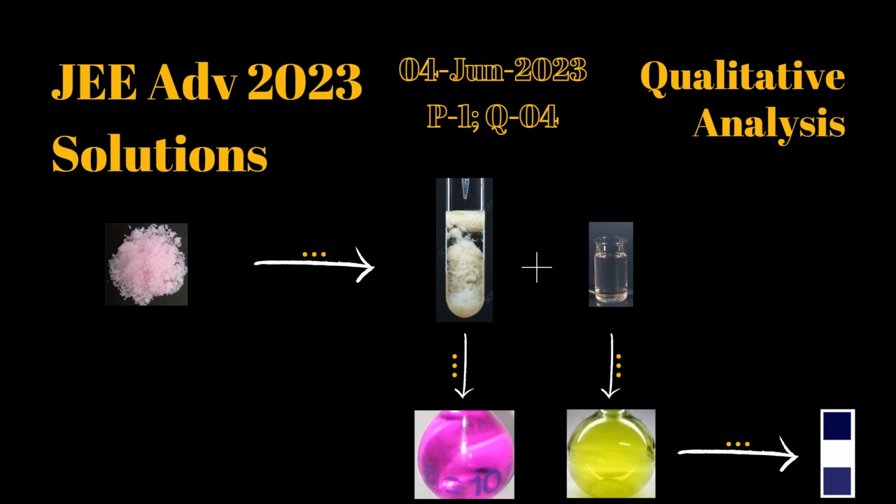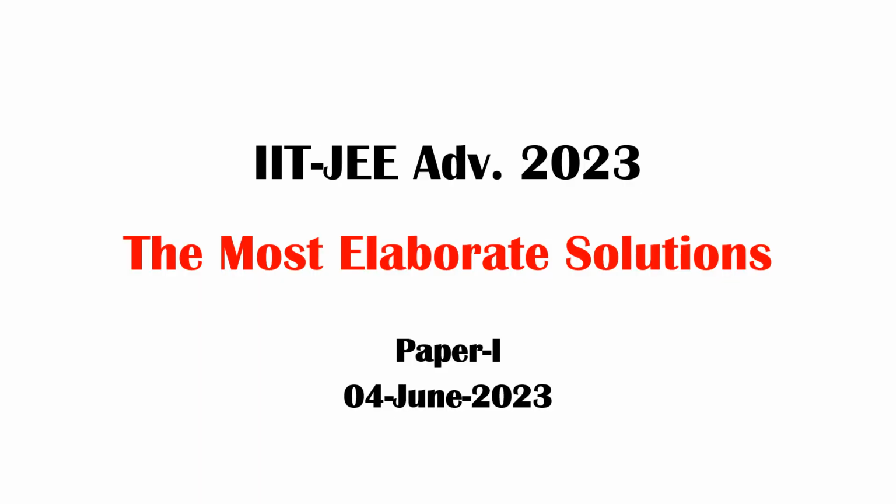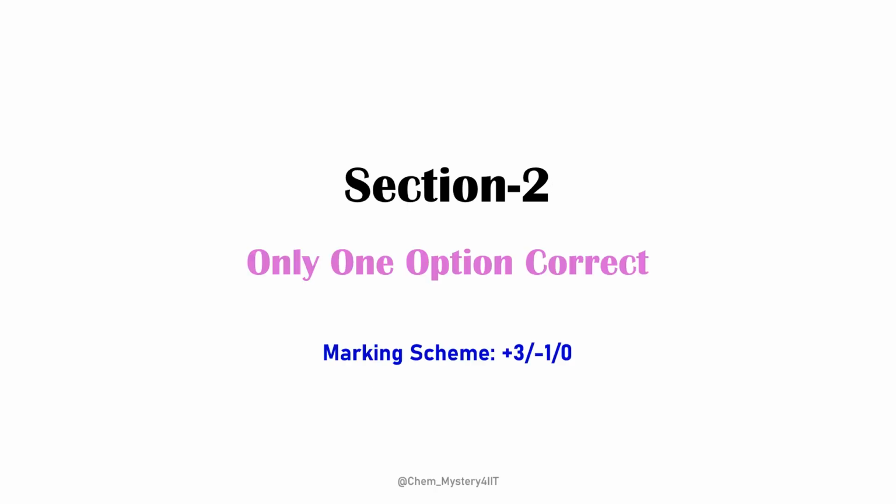This question is from section number 2. This question was based on qualitative analysis. So this was a question with only one correct option, from section number 2, and the marking scheme as per this section was +3, -1 and 0. Here's the question.